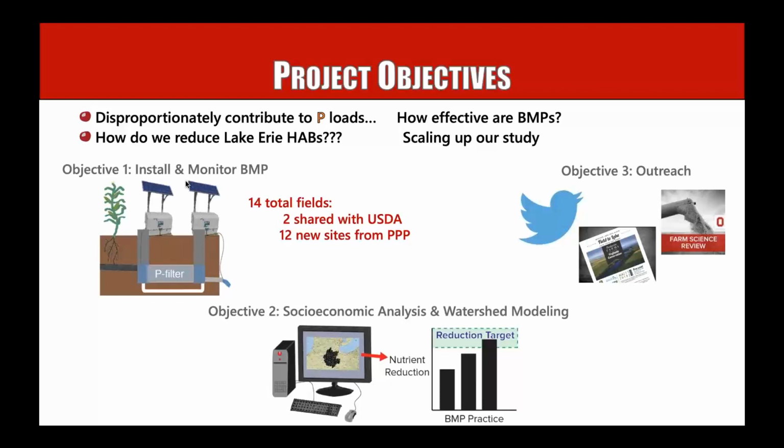And the questions we're looking at there are, first of all, do these fields disproportionately contribute to phosphorus loads? The assumption is that if you have a high soil test phosphorus value, you're going to have high runoff. Is that always true? Is it usually true? And then how effective are best management practices? So which best management practices are most effective at reducing those high rates of phosphorus runoff?